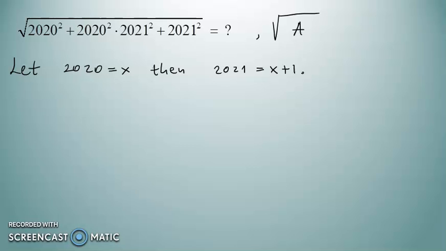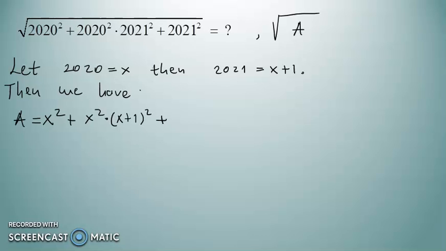Let's go further. Then we have A equal to 2020 squared, that is x squared, plus 2020 was denoted with x, so x squared times 2021, that is x plus 1 squared, and plus x plus 1 squared.